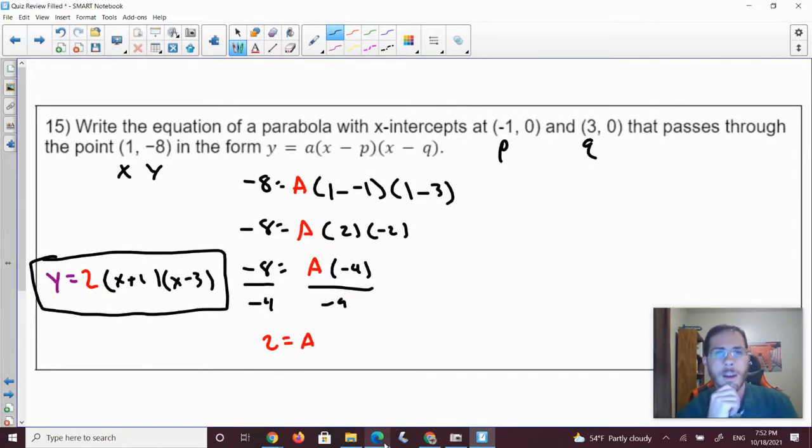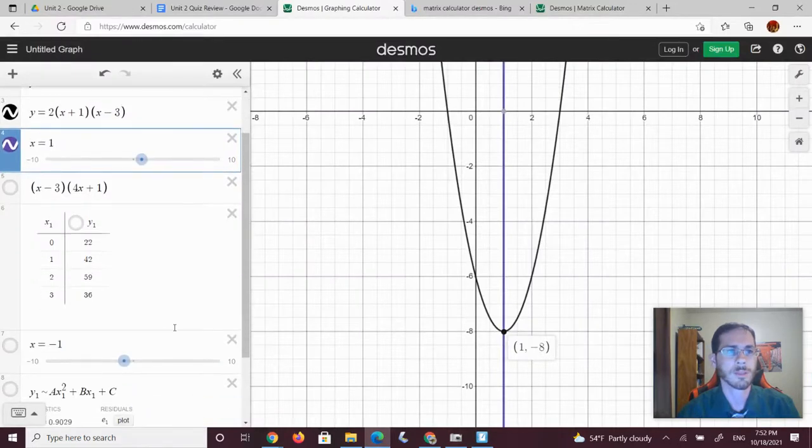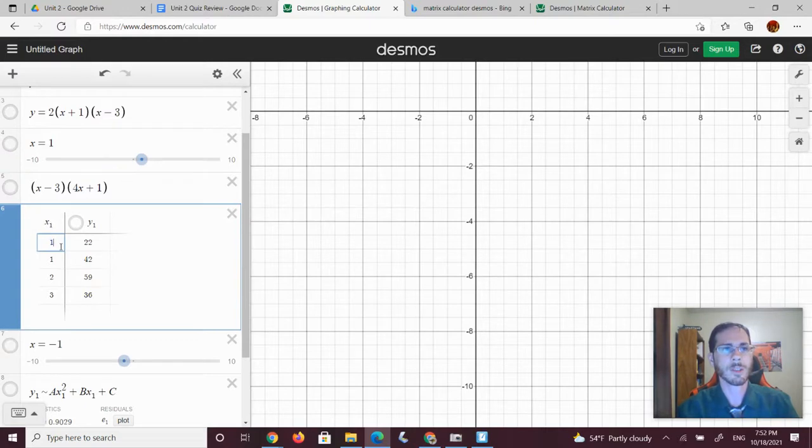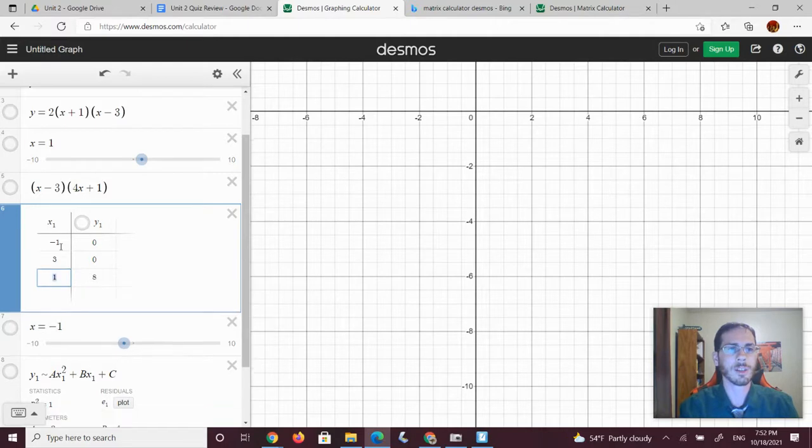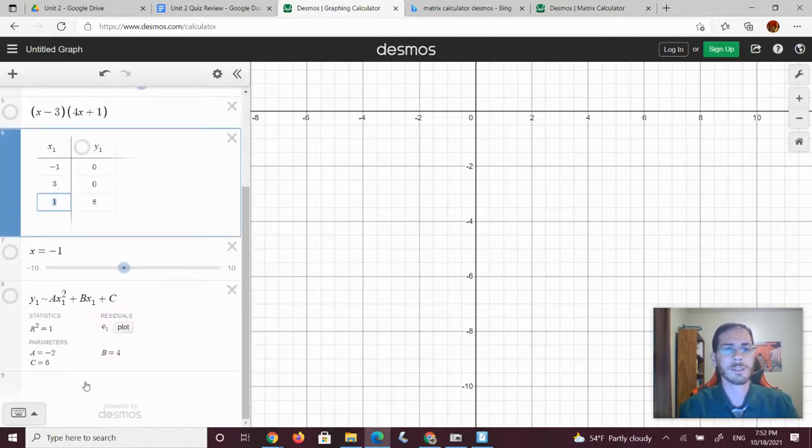I got it. Now this is a little bit tricky because I did specifically ask for this form. If I didn't ask for this form, what I could do is I could just go ahead and sneak it over here and say, well, you know what I want to do? I'm given the points 1, negative 1, 0. I'm given the point 3, 0. And I'm given the point 1, comma 8. So I think I'm just going to go ahead and let the calculator do it and get a nice little equation over here. Because I could do this as a regression because I'm given 3 points. If I wanted to, I could just sneak it.